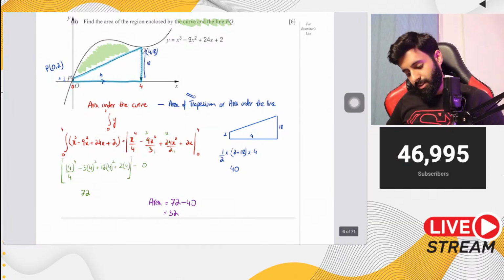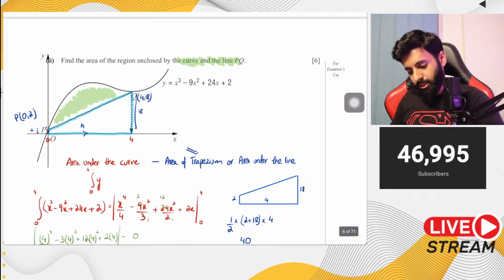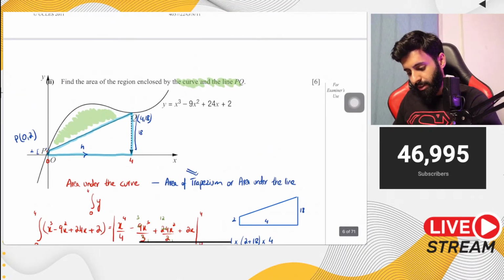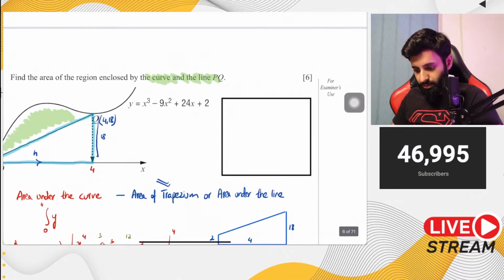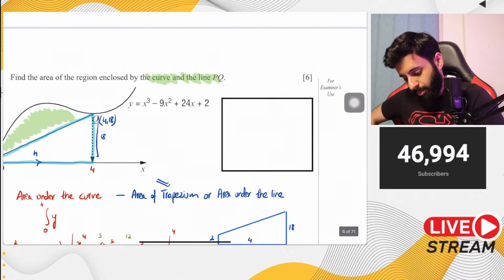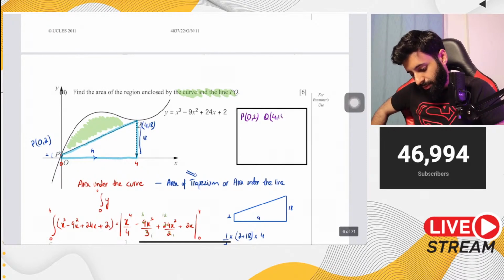Area under the line. Okay, let's go ahead. If you are saying so, I'll do it. So I'll do it over here. I'll find out the equation of the line and I'll tell you what limits to plug in, and then the rest you can do yourself. Okay, so the points that we're going to use are P, which is (0, 2), and Q, which is (4, 18). So find out the gradient.